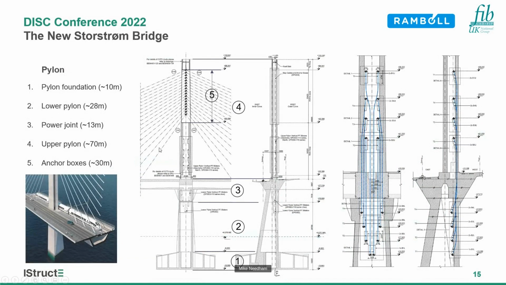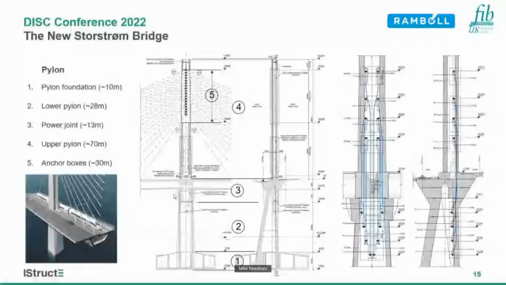Looking at the pylon, it consists of a reinforced concrete caisson at the bottom, then a lower pylon section that tapers in plan and varies in cross section from trapezoidal to hexagonal and then back again. All that has a void through the middle of it for inspection and maintenance.